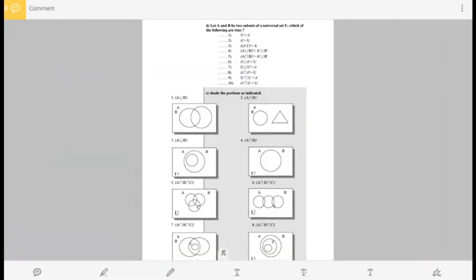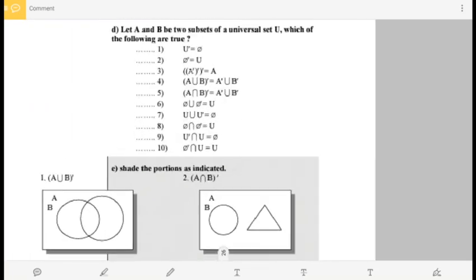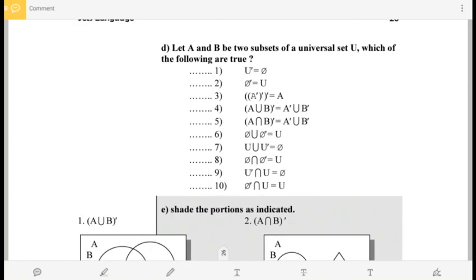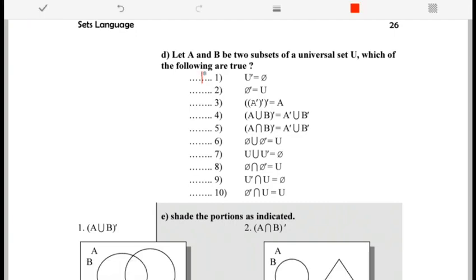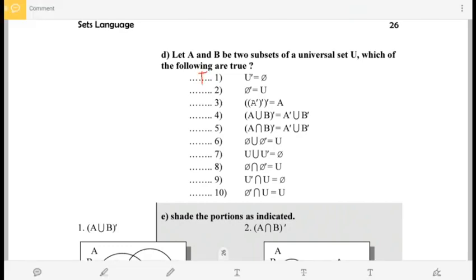Okay, next we have this part. Let A and B be two subsets of the universal set. Which of the following are true? Not universal set is equal to empty set. Is it true? Not universal set is empty set? Yes, that's true. So you have to write true, or T, or you can just check it. Do the same thing with the rest of the questions. You'll be okay with that one. I did number one already for you.